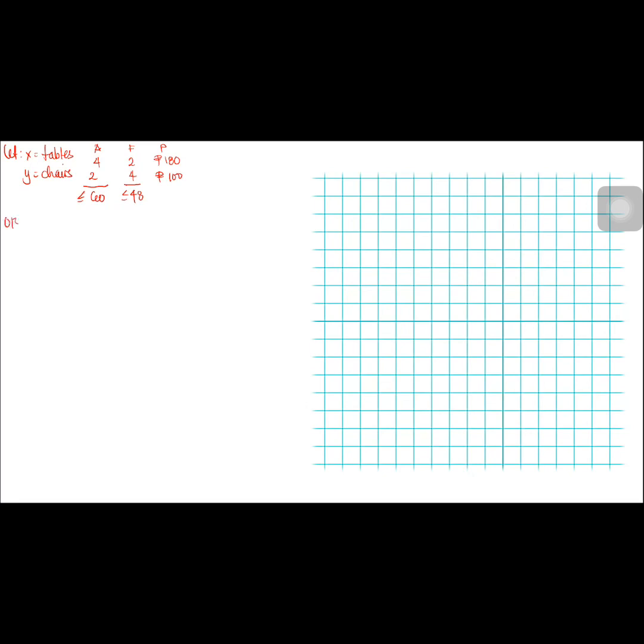So we have here, for the objective, that is to maximize, let us say our profit is Z, that is equal to 180x plus 100y. Okay? Subject to, what are our constraints? For the explicit constraint, we have 4x plus 2y is less than or equal to 60, and we have 2x plus 4y is less than or equal to 48. Of course, for our implicit, we have x and y is greater than or equal to 0.